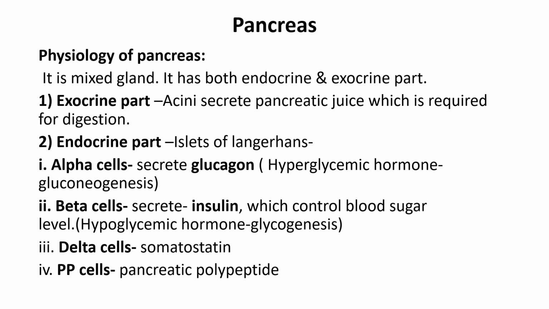So it has 3-4 types of cells, like alpha cells which secrete glucagon. It is a hyperglycemic hormone because of gluconeogenesis. Beta cells secrete insulin which controls blood sugar level. It is a hypoglycemic hormone by glycogenesis. Delta cells secrete somatostatin, and PP cells secrete pancreatic polypeptide.